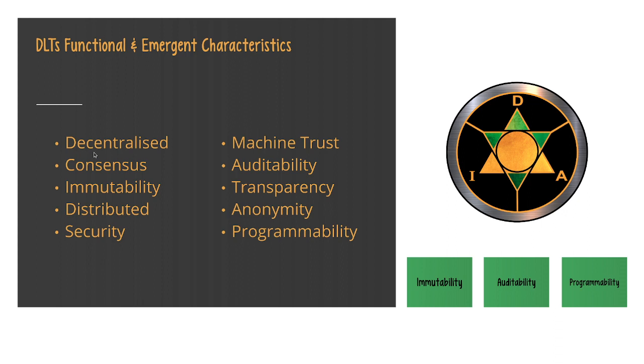So the first one in the list is decentralized. We talked at length about this. Any distributed ledger technology should be decentralized. We mentioned the need for a consensus, which is the mechanism through which transactions are added or gathered into whatever structure the DLT decides to use. Blocks in the case of a blockchain, and other things in the case of other distributed ledger technology structures.